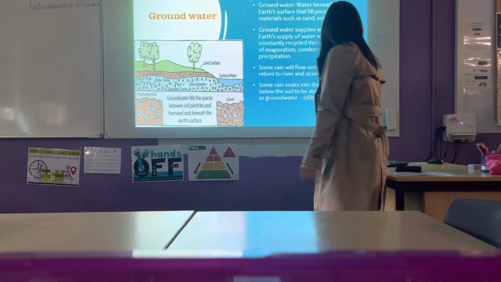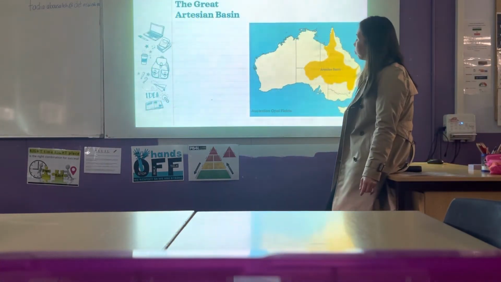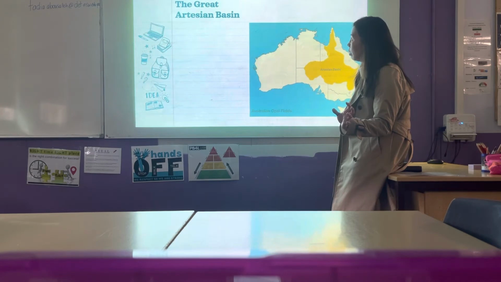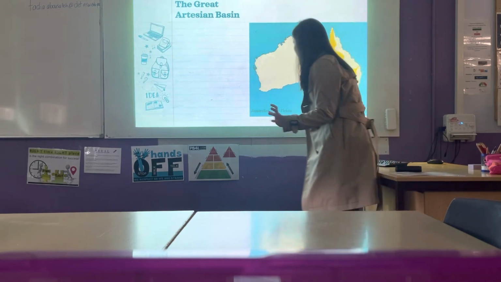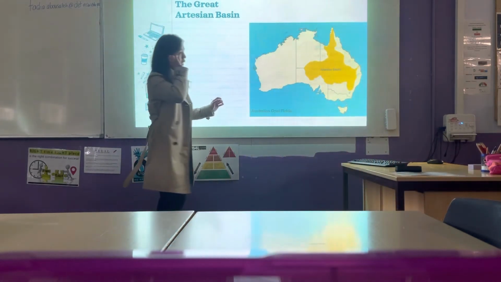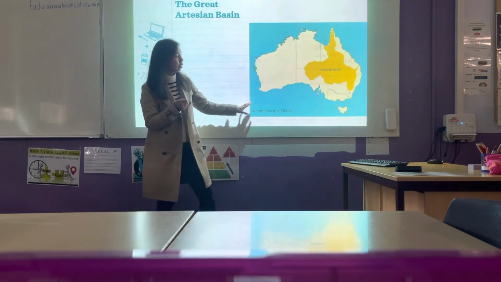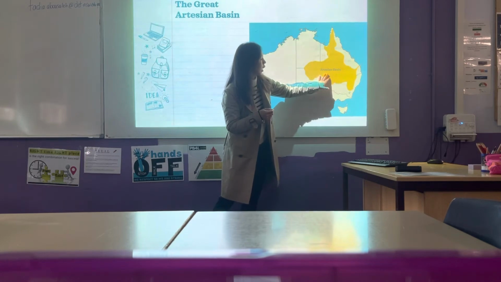Okay, in Australia we have a great aquifer, and this is called the Great Artesian Basin. If you can see in this picture, okay, look at it. This picture is from me, please, and this one is the Artesian Basin.